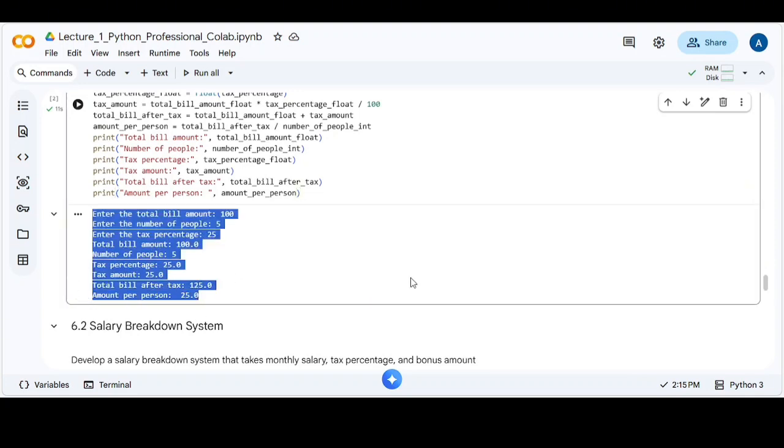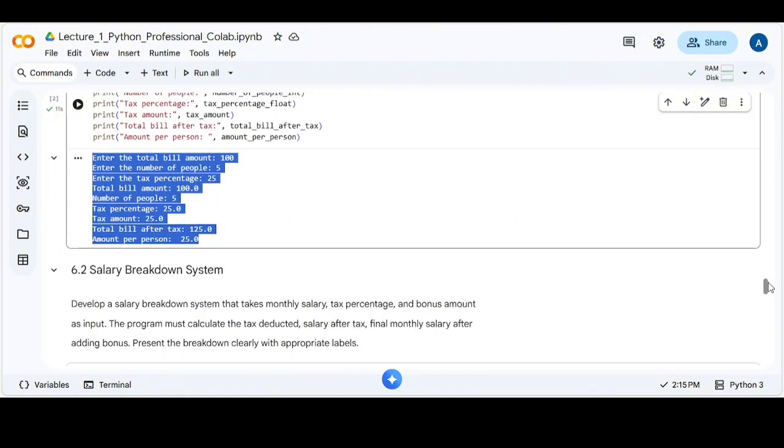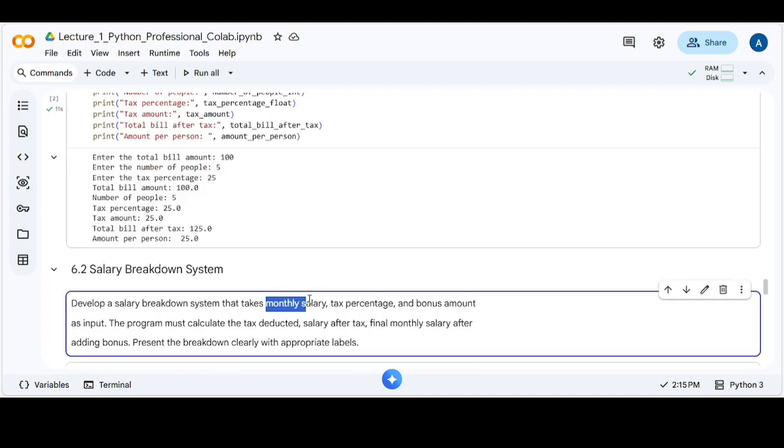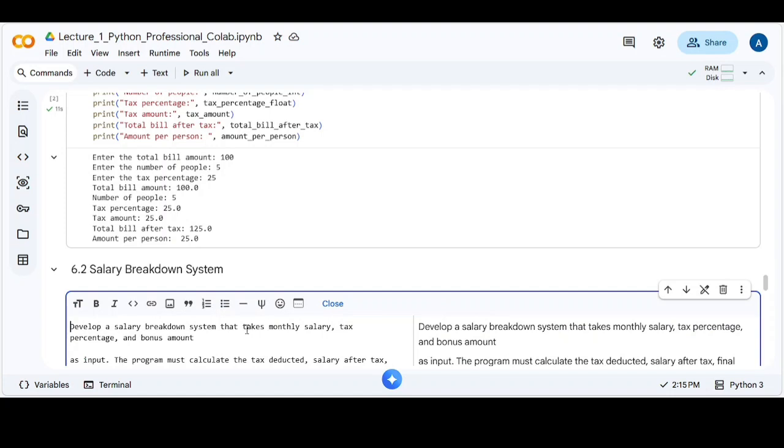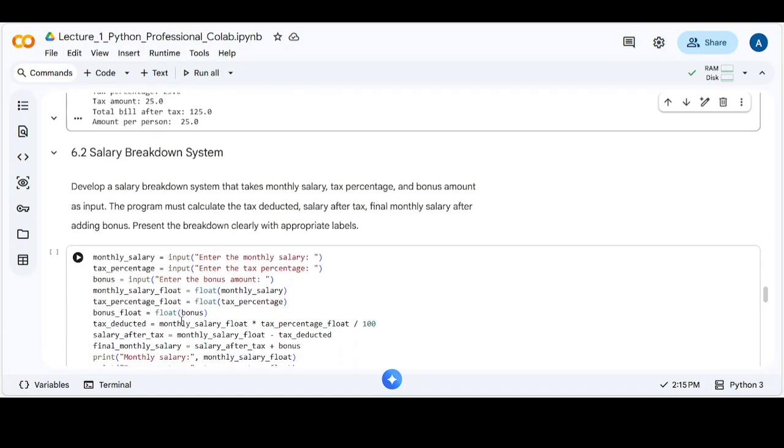Okay, the next question is about a salary breakdown system. We have to develop a system in which we take monthly salary, tax percentage, and bonus amount as input, and we must calculate the tax deducted, salary after tax, and final monthly salary after adding bonus. Even though it may seem like we have only two inputs, actually we have three. We have to enter the bonus as well.